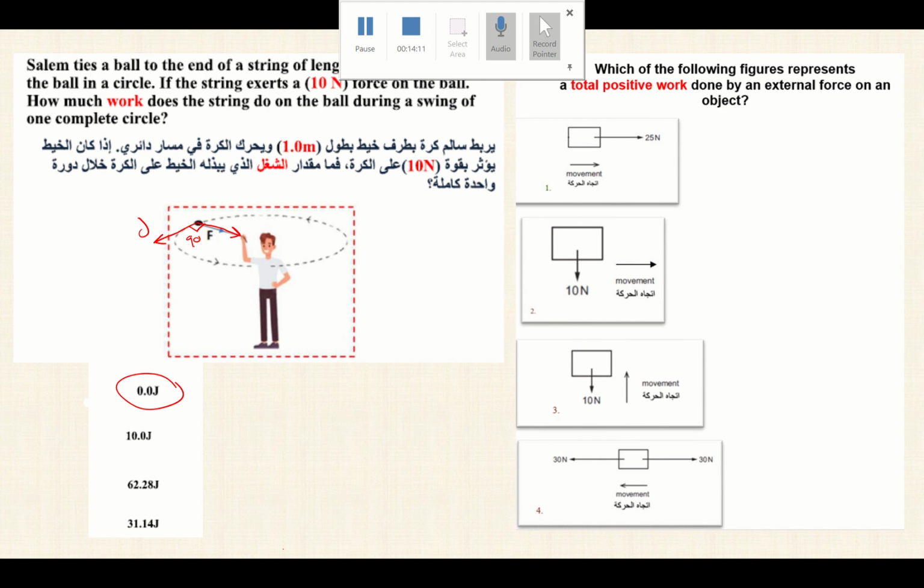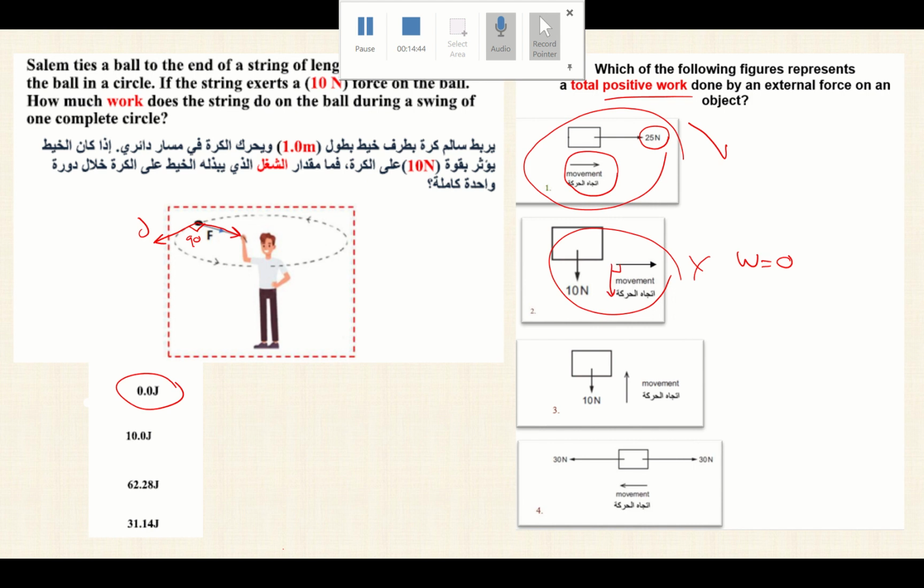In this question, which of the following figures represents a total positive work done by the external force on an object? To have a positive work, the angle must be 0, or bigger than 0 and less than 90. Here you can see that the force applied is towards the right and the box is moving towards the right. So here we have positive work. Here we don't have any work because the angle between them is 90.